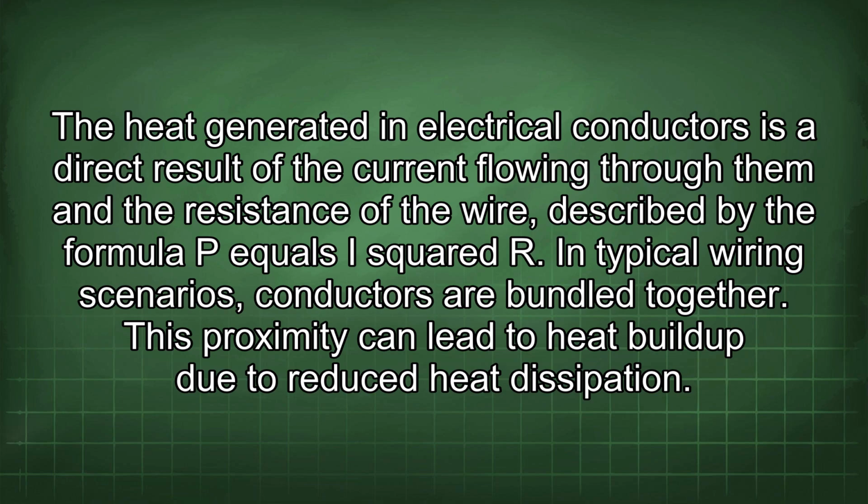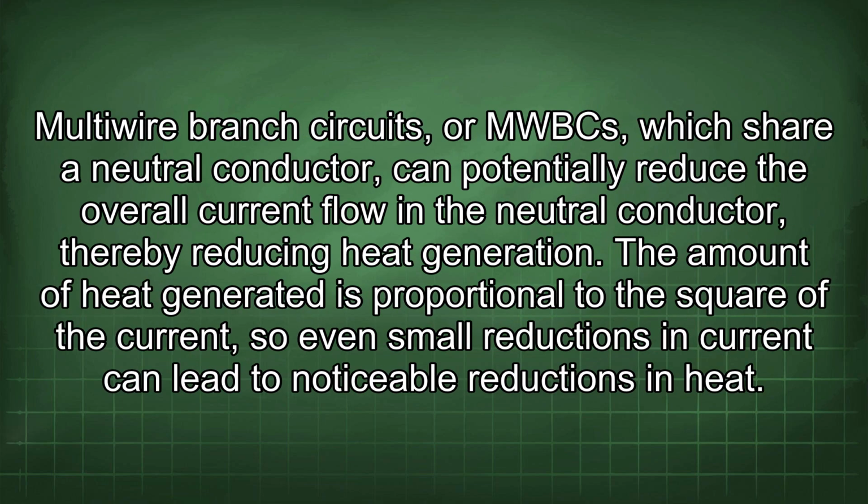In typical wiring scenarios, conductors are bundled together. This proximity can lead to heat buildup due to reduced heat dissipation. Multi-wire branch circuits, or MWBCs, which share a neutral conductor, can potentially reduce the overall current flow in the neutral conductor, thereby reducing heat generation. The amount of heat generated is proportional to the square of the current, so even small reductions in current can lead to noticeable reductions in heat.